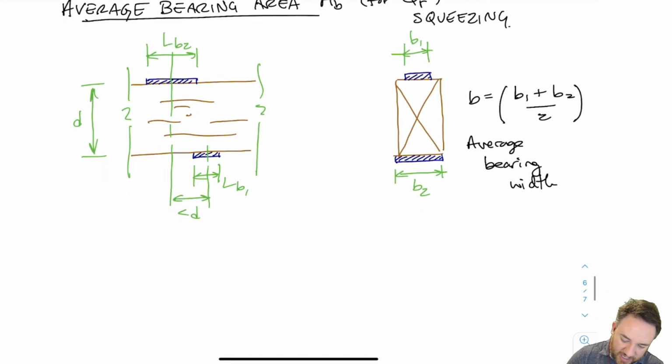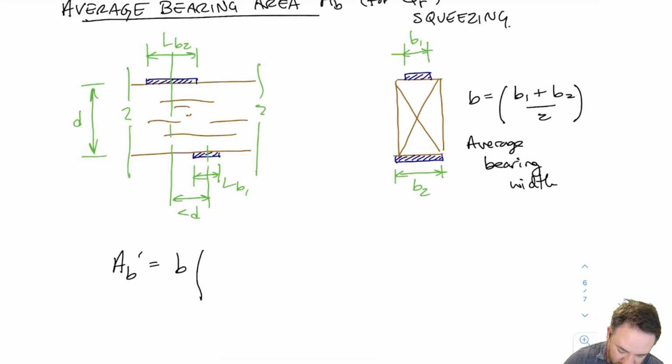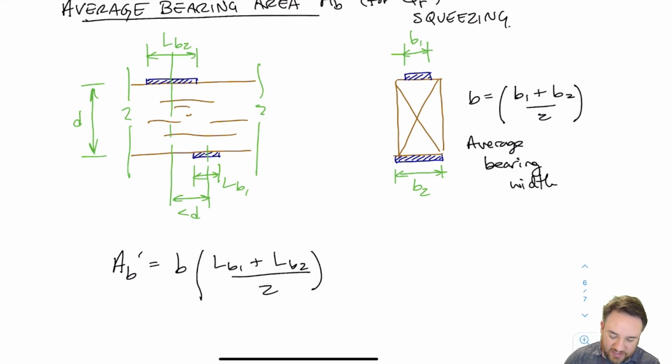And then once I have that average bearing width, I calculate an average bearing area, AB prime, which is B, the average bearing width, multiplied by, unsurprisingly, the average bearing length. And you might ask, why are we doing this? Why don't we just calculate the area of the top one and the area of the bottom one and find an average of the two?